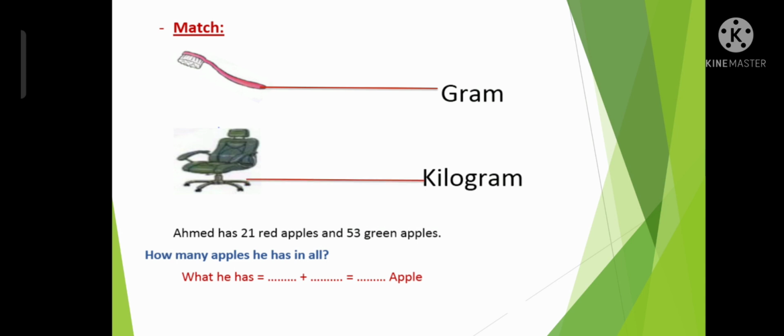Ahmed has 21 red apples and 53 green apples. How many apples does he have in all? When I get in all, I will add the two numbers, 21 plus 53. We add 1 plus 3 equals 4, and 2 plus 5 equals 7. The answer will be 74.